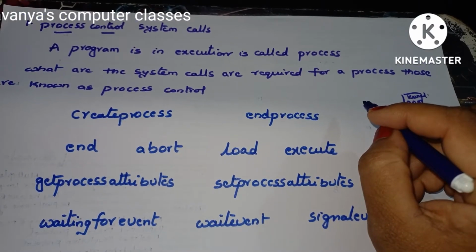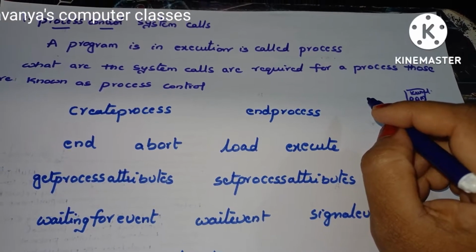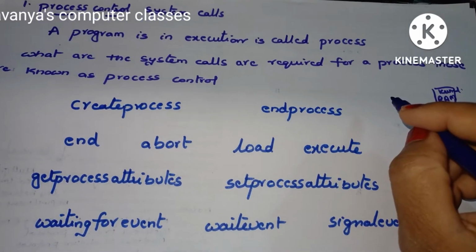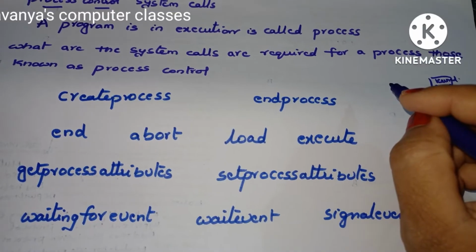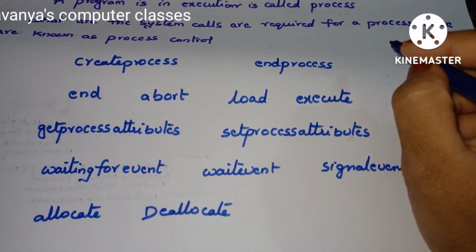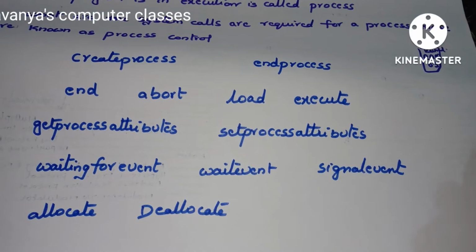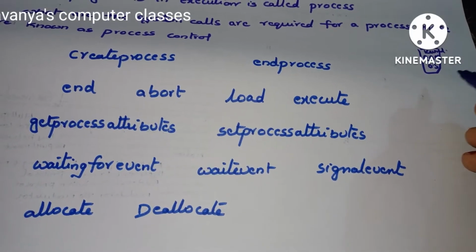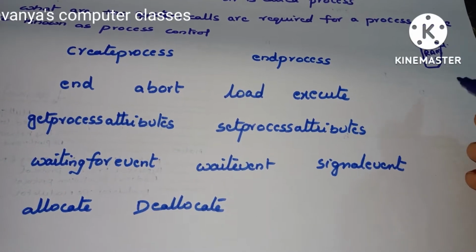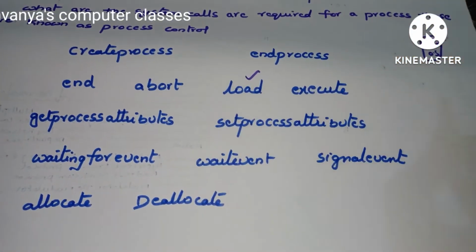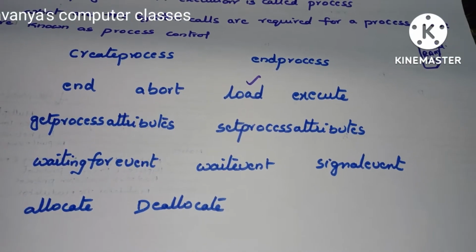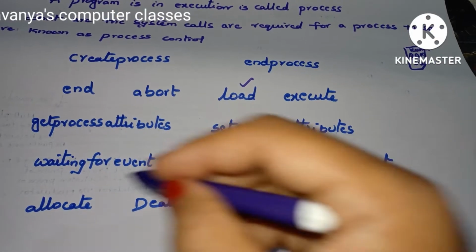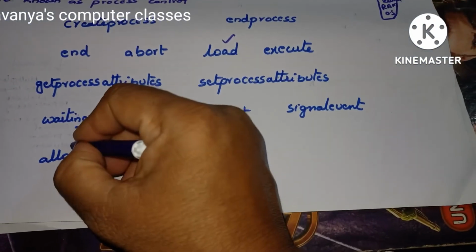Whatever system calls we require for executing a process are known as process control system calls. Let me give some examples. Whenever we need to create a process, first we write a program. Once we write the program, it is loaded into memory. First we have to load it, so we need the load system call. Once it is loaded into memory, we have to allocate some memory, and for that we need one system call, allocation of memory.